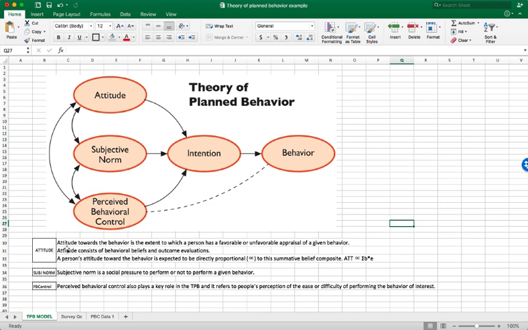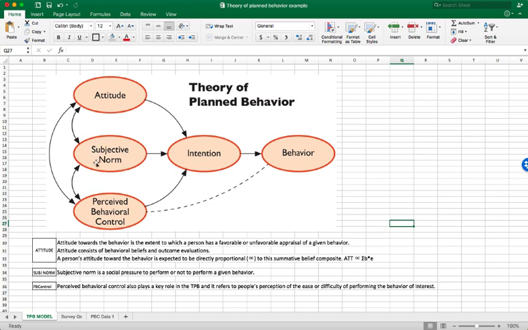Down here we have a little description, a reminder of what attitude is. You should know this very well from module 2, but in case you need a review, attitude toward the behavior is the extent to which a person has a favorable or unfavorable appraisal of a given behavior. It consists of behavioral beliefs and outcome evaluations, and the person's attitude toward the behavior is expected to be directly proportional to the summative belief composite. In other words, the sum of these products, of the beliefs times the evaluations. And again, this is just review of the Fishbein multi-attribute model.